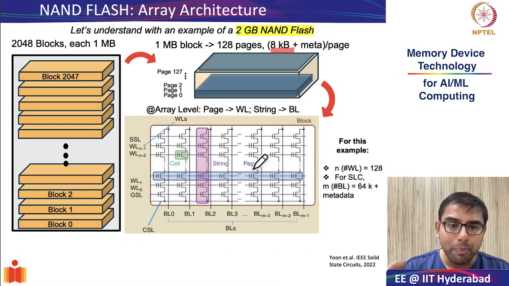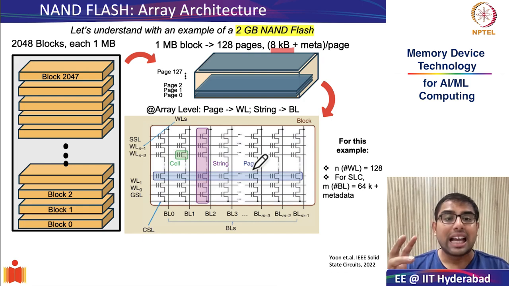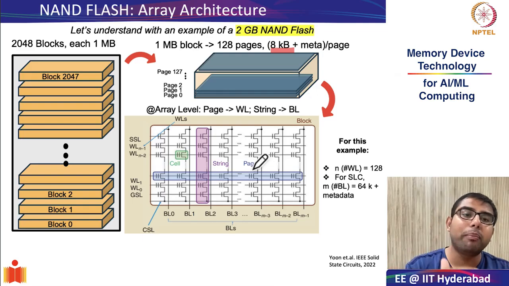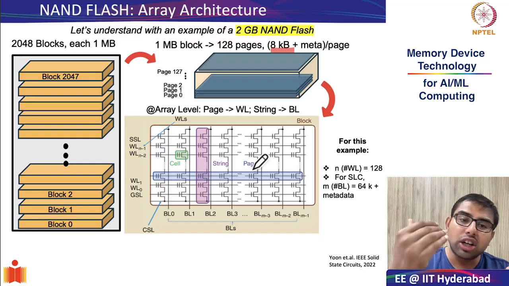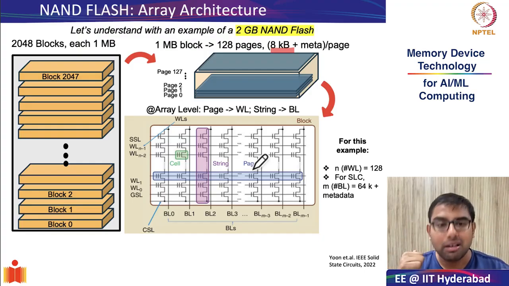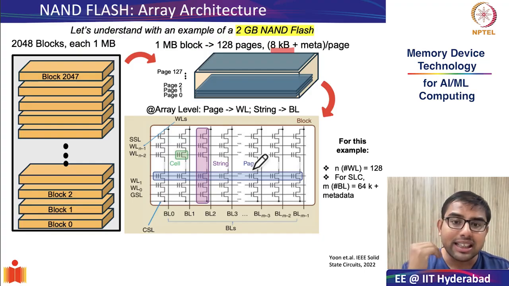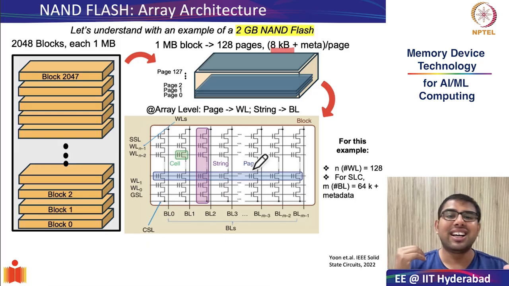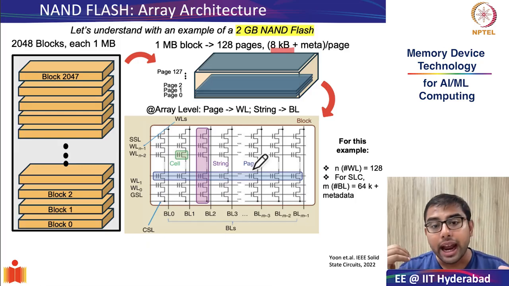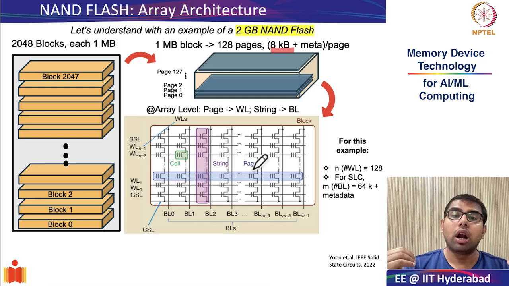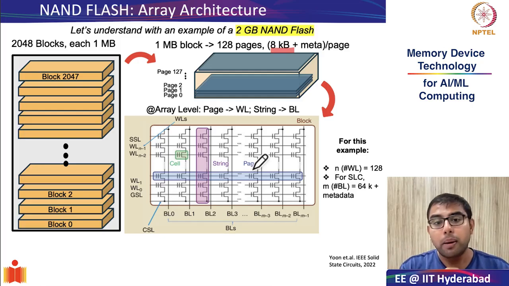Just to recap, a particular block is the fundamental unit of every NAND flash architecture. A block consists of several pages, which is synonymous to the word line, and several strings, which is synonymous to the bit line. In this example, there were 128 such word lines or pages and 64K bit lines.